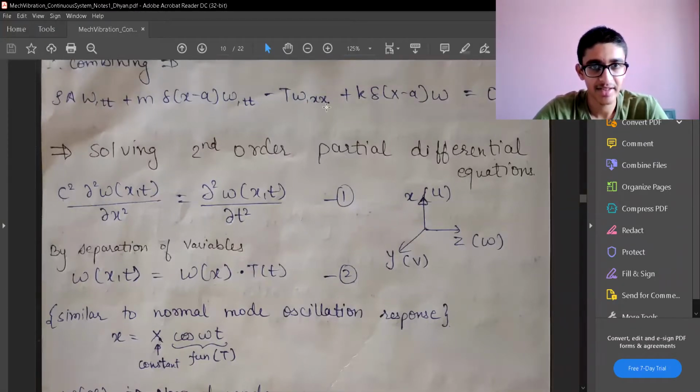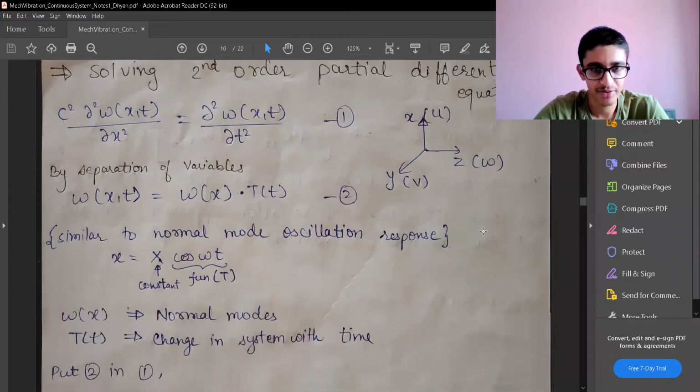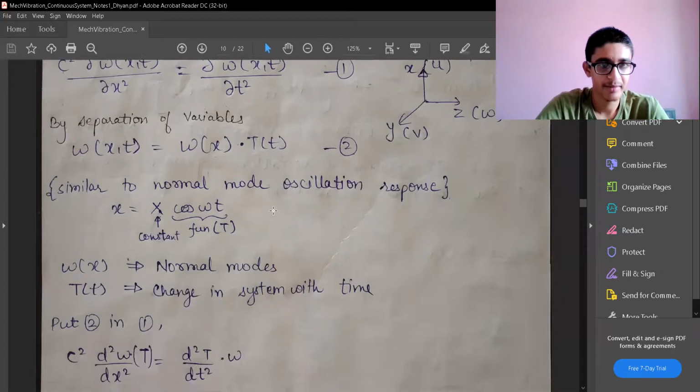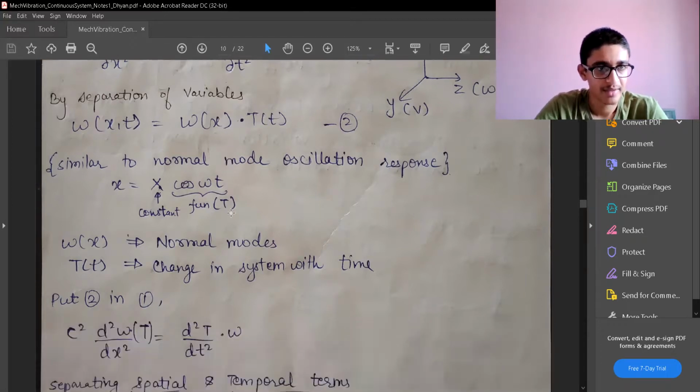This is a second order partial differential equation in x and t. We can solve that by separation of variables. I am again going to skip through it because this will not be asked anywhere. The main point is you must remember how we can solve a second order partial differential equation. One of the methods is separation of variables, where we separately write all the variables. One function is w, which is a function of x, and the other is T, which is a function of t. So we have separated the two functions, which are independent of time and space respectively.